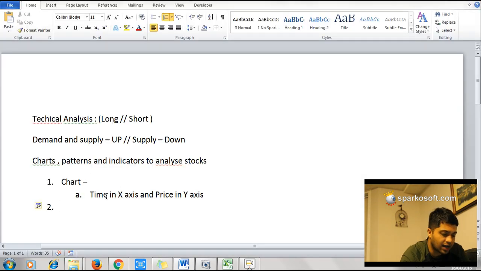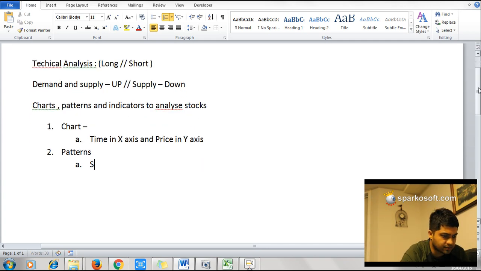Next is, how do you analyze charts? We do it by using patterns. The importance of patterns is, first, support and resistance. So first we'll look at supports.